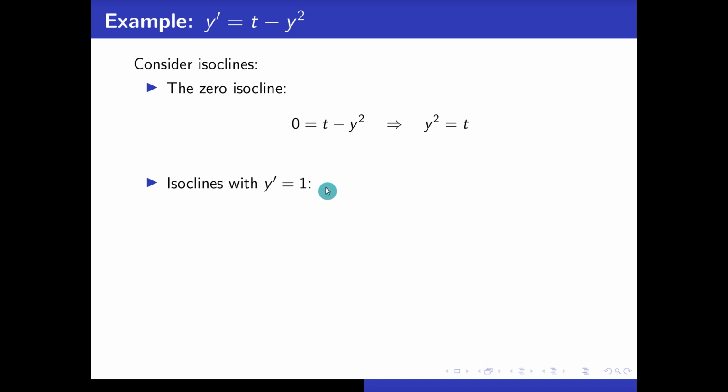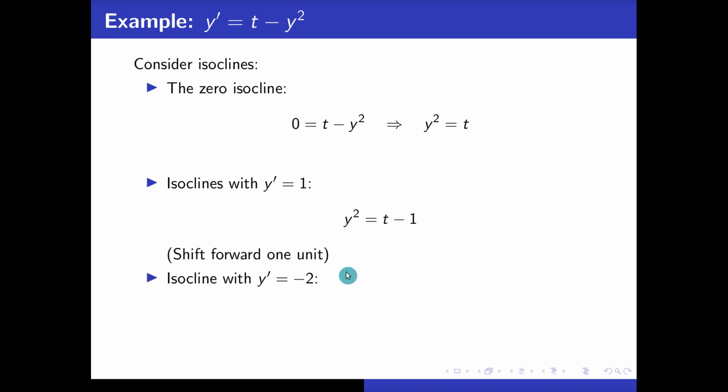Now, what if I change the isocline so that y prime is equal to 1? Then we just put 1 in the place of y prime and solve it. I just brought the 1 over to the other side and the y squared over to the other side, so I get y squared equals t minus 1. What's the relationship between these two curves? Yeah, this one shifts the curve forward by 1 unit. So you can imagine, this is a sideways parabola. This is the sideways parabola shifted 1 unit to the right. And what do you think is going to happen with a negative 2? Did you answer it's shifting to the left by 2 units? If you said that, then you're correct.